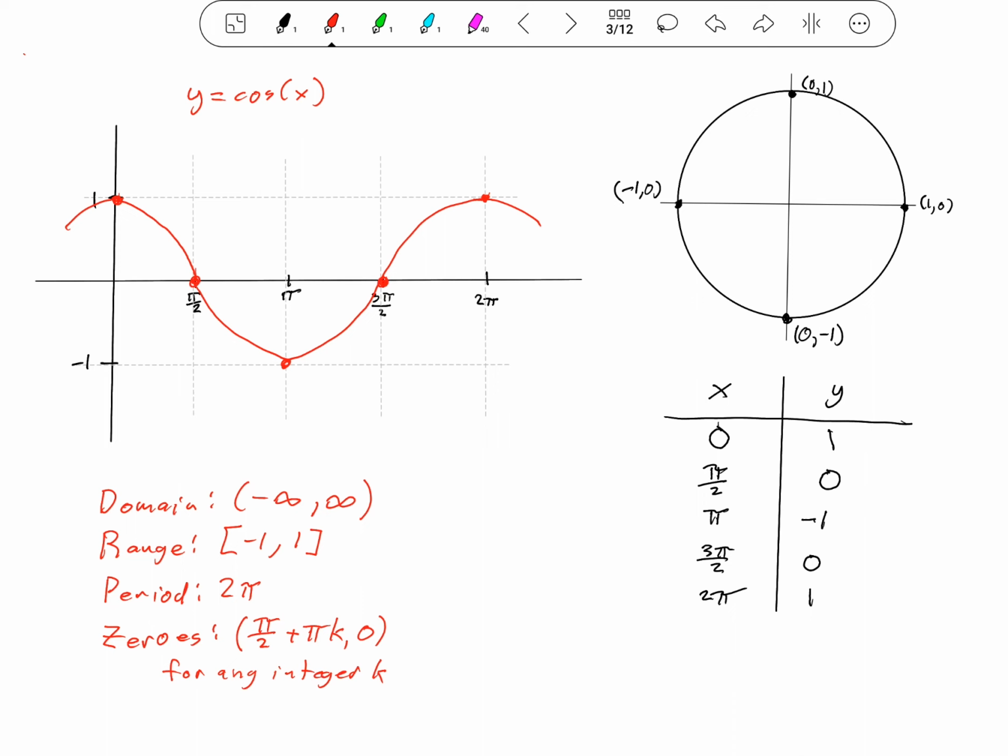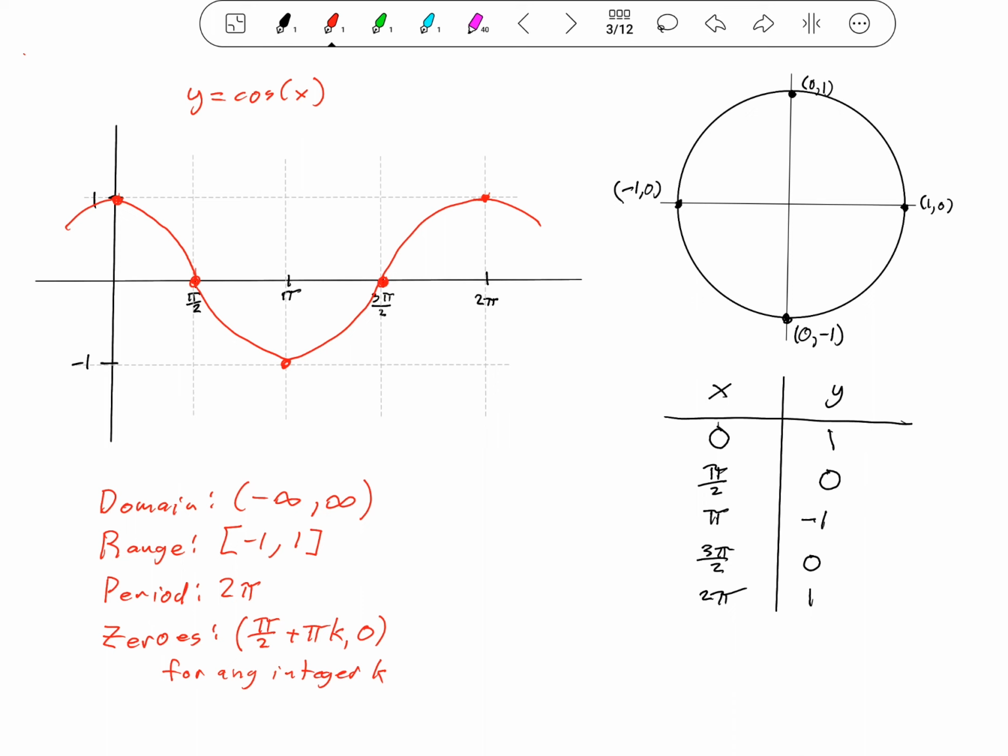So if k is 0, this gives me the point pi over 2, comma 0. If k is 1, this gives me 3 pi over 2, comma 0. If k is -1, this gives me negative pi over 2, comma 0. If k is 300, this gives me 601 pi over 2, comma 0. So any integer value of k I plug in will give me another zero. And that gives me the cosine function.